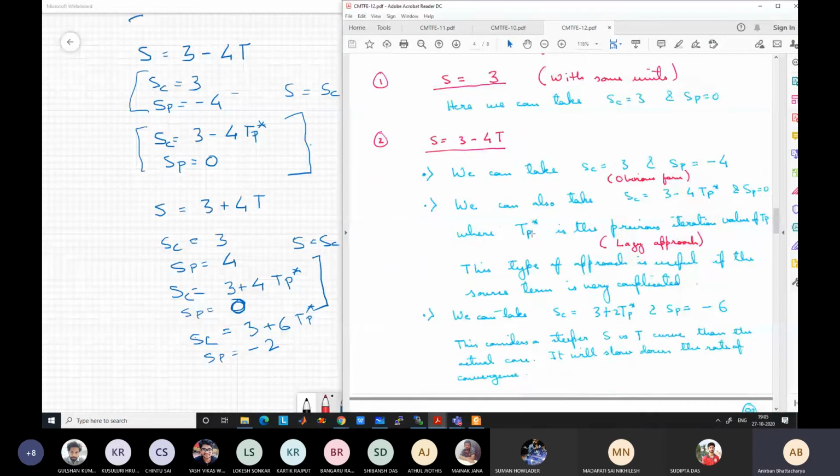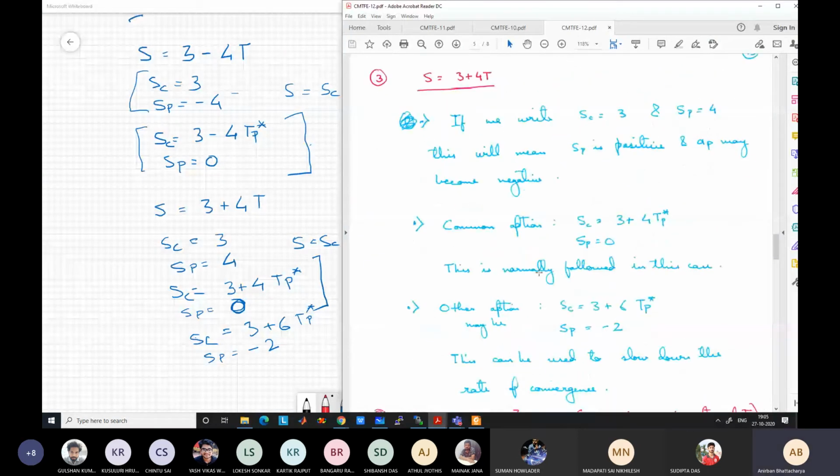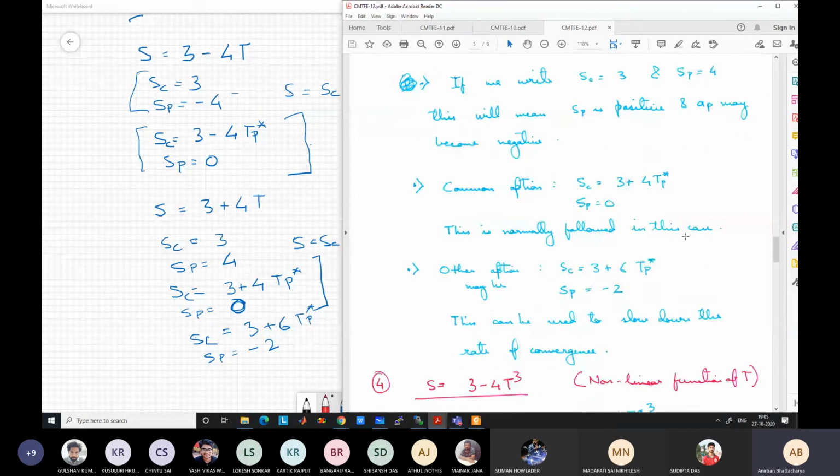So again, I have written all these things here. So if it is 3 plus 40, I cannot take SP equal to 4 because SP is positive and AP may become negative. So the common option which is normally followed is SP is 0 and put everything in SC. This is what we should normally follow in these cases. Other option is to take something like 3 plus 6 TP star, the same example from previous year, and SP equal to minus 2, or it can be something else also, 8 TP star, 10 TP star, whatever. This can be used to control the convergence rate.